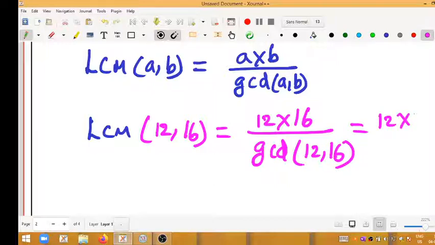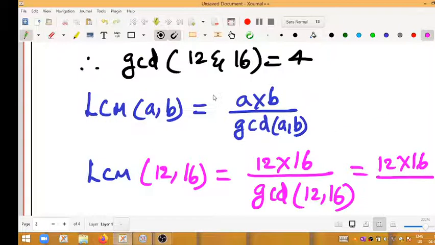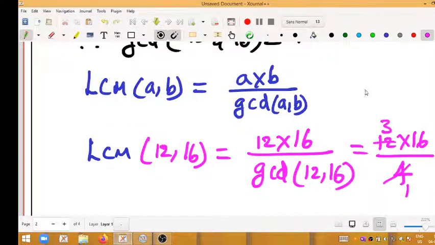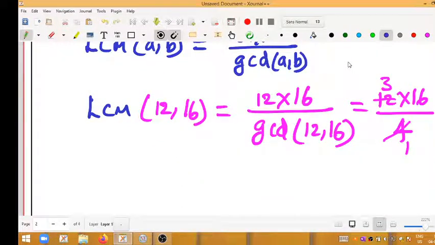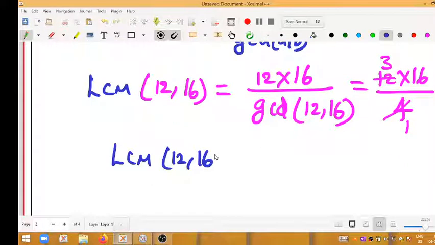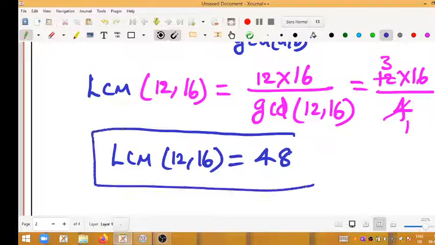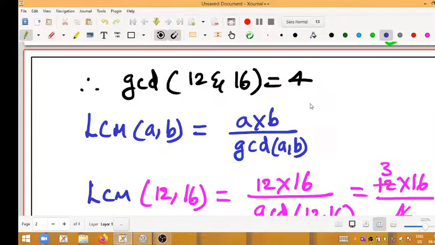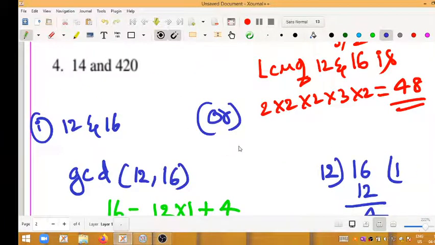GCD of 12 and 16, how much did you get? 4. So GCD of 12 and 16 is 4. So 4 ones are 4, 4 threes are 12, 4 fours are 16. So LCM of 12 comma 16 is equal to 16 threes are 48. 48 is the answer. Like this way we want to do it for your lab program part.